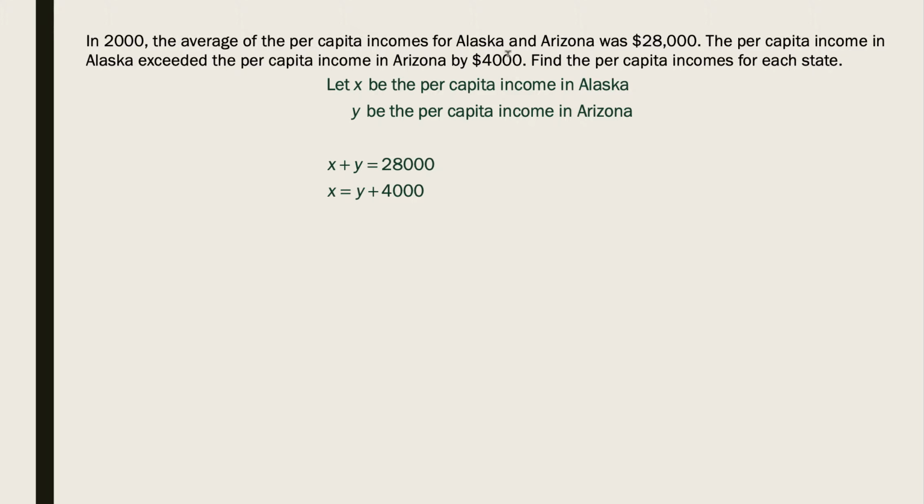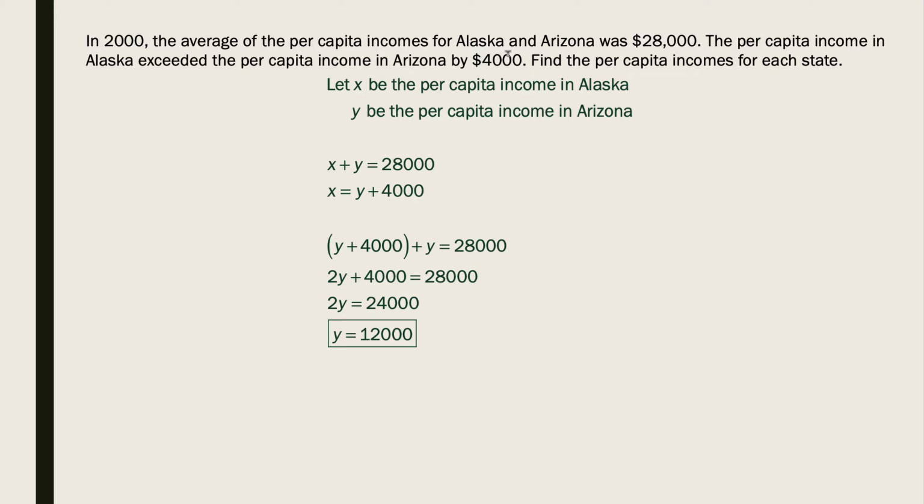Now I have two equations and two variables, so I can use either substitution or elimination in order to solve it. I wouldn't use a graphical or numerical approach just because they're not as precise as an algebraic approach. So seeing how this system is set up, I'm just going to use substitution. I'm going to substitute X equals Y plus 4,000 into the X of the top equation. I'm going to combine my like terms, subtract the 4,000 to the other side, and then divide by 2. So I get Y is equal to 12,000.